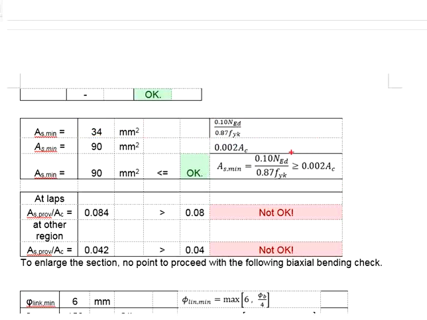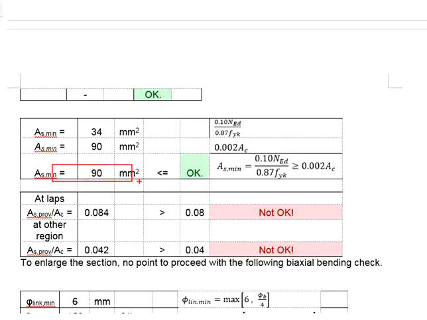This needs to be at least greater than 0.2% of the cross-sectional area of the column. The cross-sectional area of the column is taken as 150 times 300. That gives you AS min of 90 mm square. The bigger value of the two is selected. That means your AS min will be equal to 90 mm square.